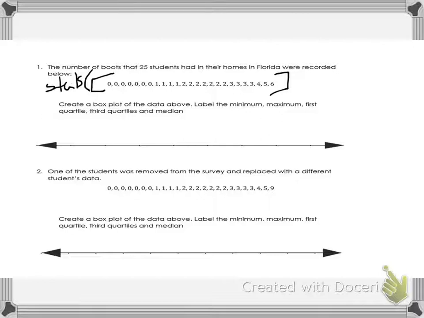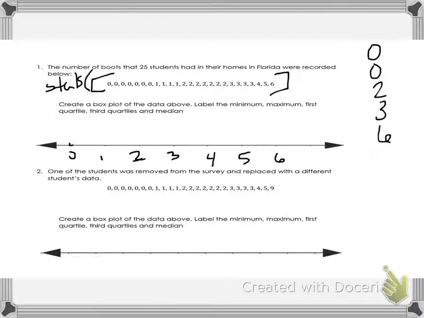Okay? So I got in Desmos, the lowest extreme, or the min, is 0. Q1 is also 0. The median is 2. Q3 is 3. And the max is 6. Okay? So I have 1, 2, 3, 4, 5, 6, 7, 8 little dashes on my line here. So I am going to number them 0, 1, 2, 3, 4, 5, and 6.